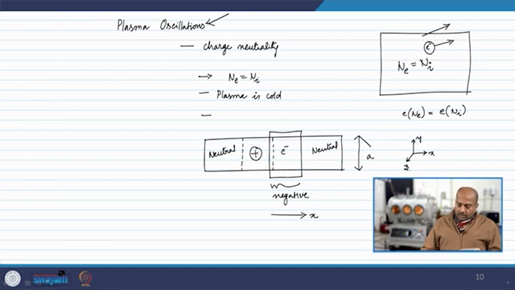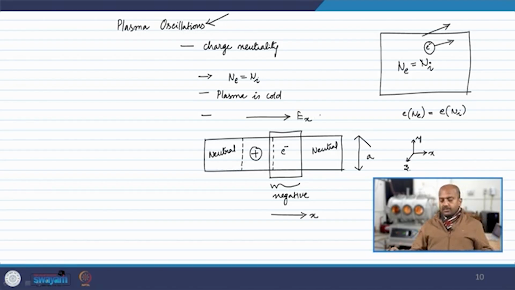Now, when electrons are displaced, it leaves behind a net positive charge where ions are the majority charge carriers. So, obviously, an electric field would be set up immediately, and the direction of the electric field would be this Ex. Because of the displacement of electrons from the original position to this position, in this region the electrons are the majority charge carriers, the total charge is negative, and the region that was left behind is totally positive, and as a result we have an electric field in the x direction.